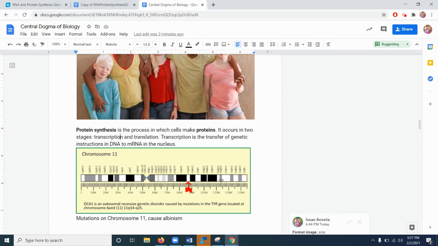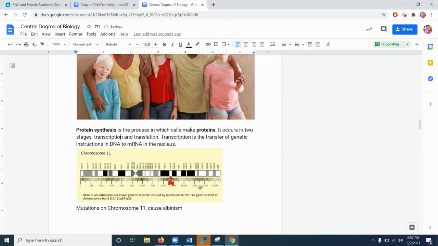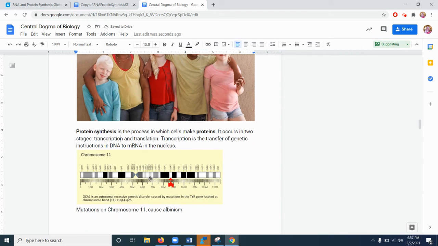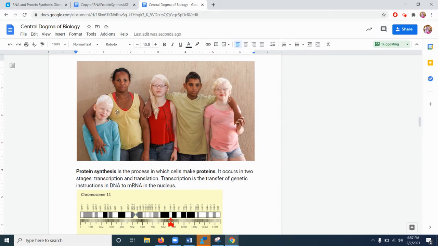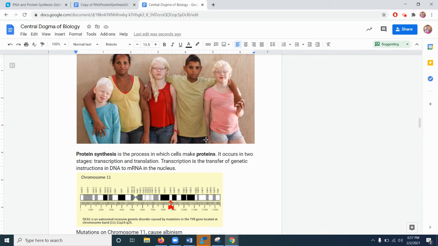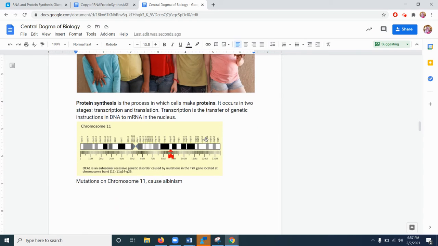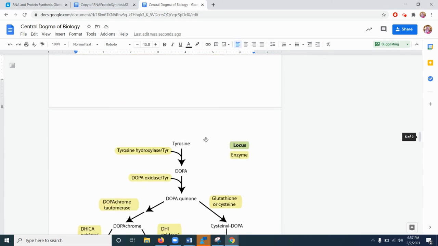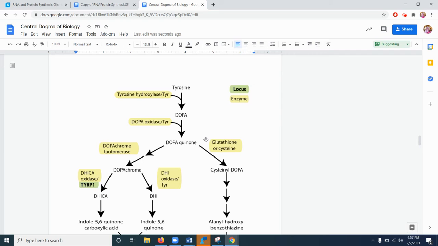So just really quick, this is more information that you need. The mutation that makes albinism is located on the 11th chromosome. This is the 11th chromosome, and this is the location where the mutated genes that cause our albino children to be albino. That's more information that you need, but it's interesting to be aware of how it's related to chromosomes and protein synthesis.